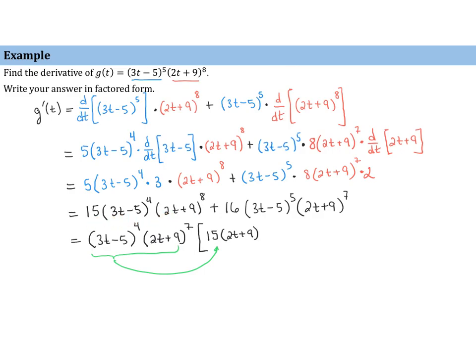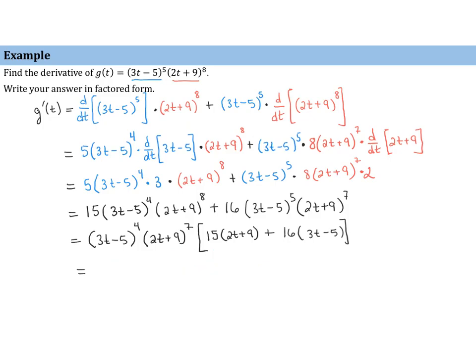Now let's look at the second term. Plus, now we did not factor out a 16, so that will remain. We factored out all but one of the 3t minus 5s, and we factored out all of the 2t plus 9s. So we will be left with 16 times (3t minus 5). And again, if I distribute this to the second term, it corresponds to what we would have in the second term of this expression above.